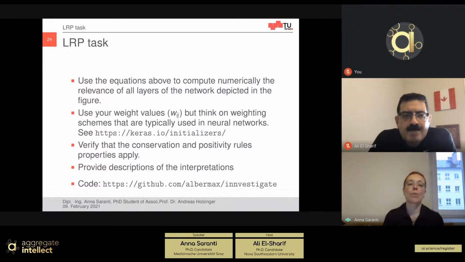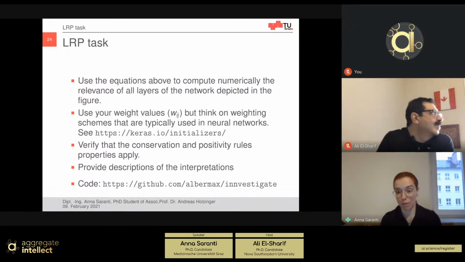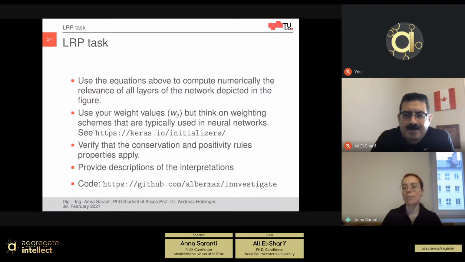It's also very important that they can use those conservation and positivity rules and other properties of LRP to check that all the things that they have computed on paper, or that they will program at some time point, are correct, right? And of course, providing a description of the interpretations in written form is also very important.